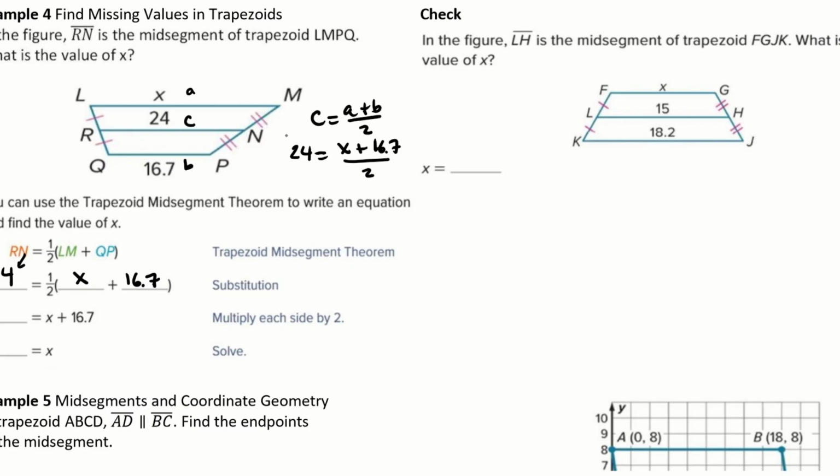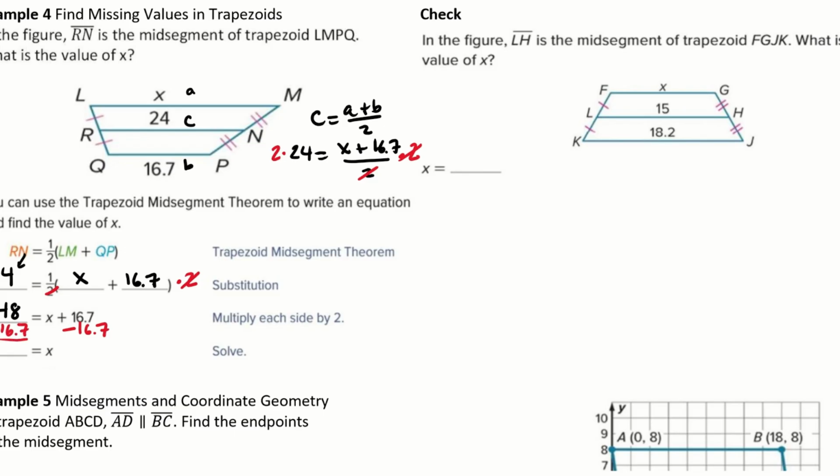So in order to solve here, you have to multiply both sides by 2 in order to get rid of that. That's what we're doing here. So we're timesing both sides by 2 in order to get rid of that. And so that's a multiplication property. Multiply each side by 2. So now next, you're going to get x plus 16.7 equals, well, 2 times 24 is 48. We have 48 here. And so we're going to subtract 16.7. We're going to use subtraction property.